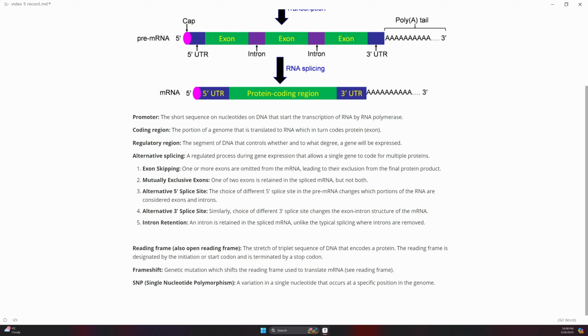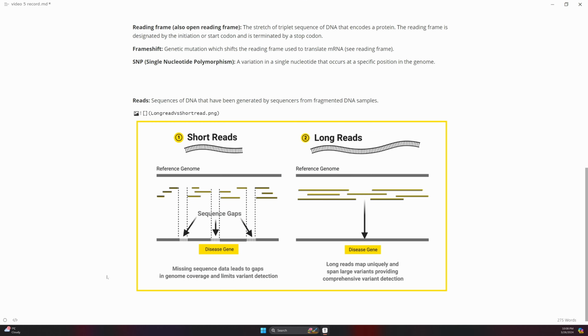Next, we're going to talk about sequencing. Reads are sequences of DNA that have been generated by sequencers from fragmented DNA samples. So in a typical sequencer, we have the short reads and the long reads.